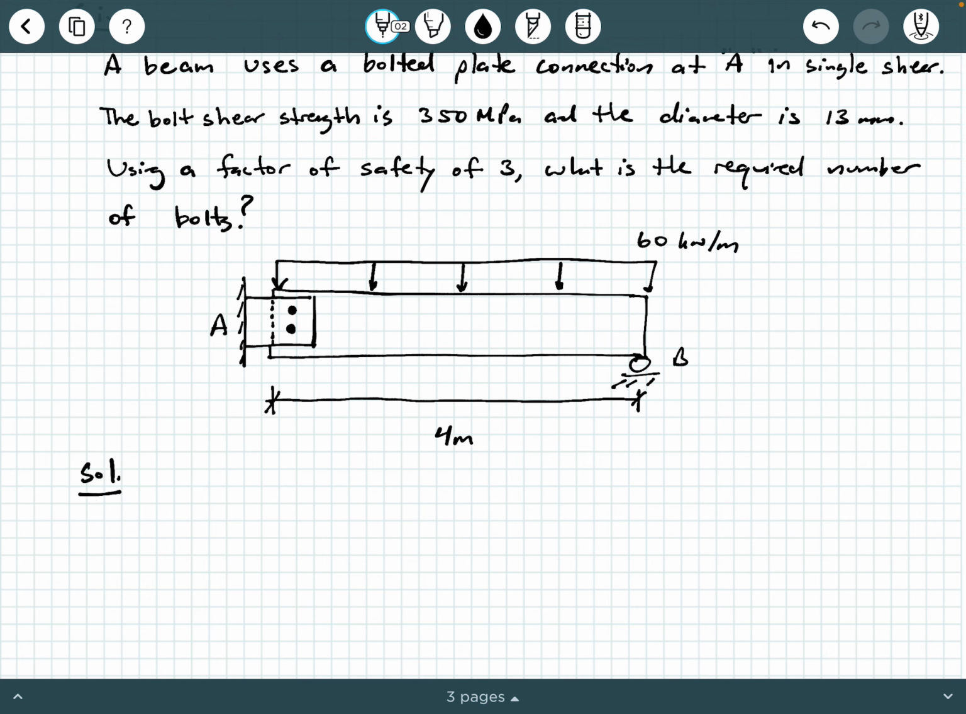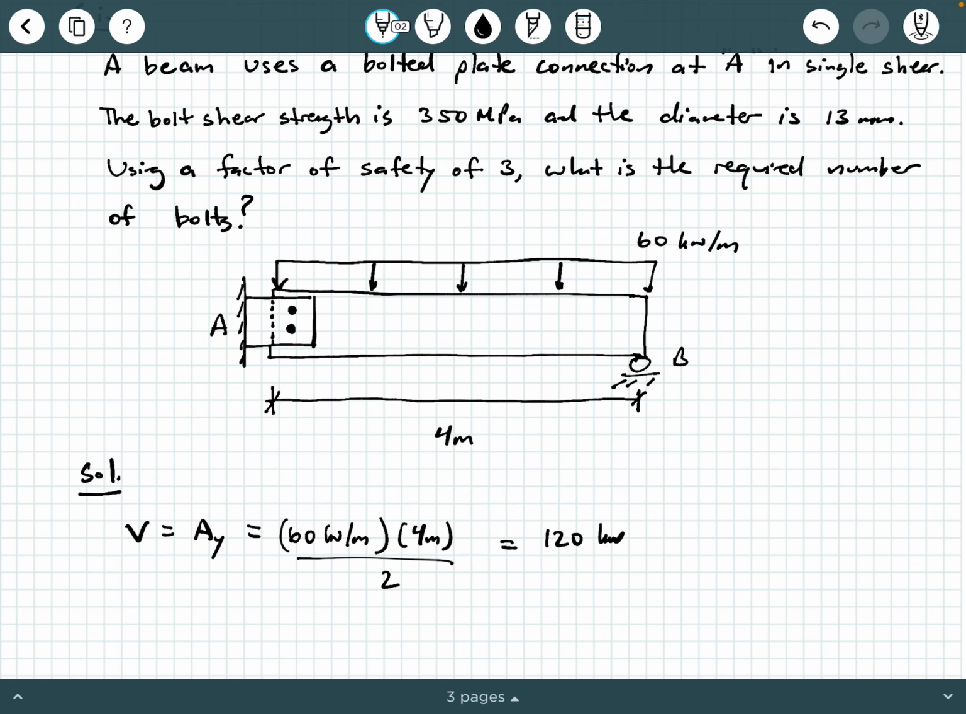The first thing we need to do is get the shear force that's passing through this bolted connection. That shear force is really just AY. So I'm going to say V equals AY, and this is a simply supported beam with a uniformly distributed load over the entire span. So that's just going to be 60 kilonewtons per meter times 4 meters divided by 2, and that gives us 120 kilonewtons.